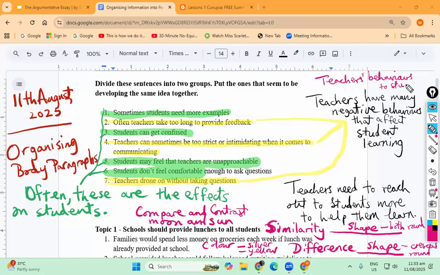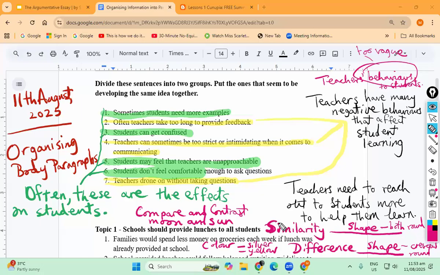Some teachers have nice behaviors to students. They give out prizes, they play games, they are kind, they don't raise their voice, right? But that's not what my paragraph is going to be about. My paragraph is going to be about negative behaviors to students. So this is still too vague.